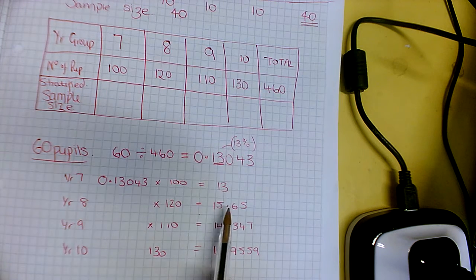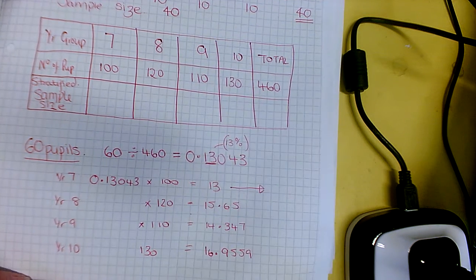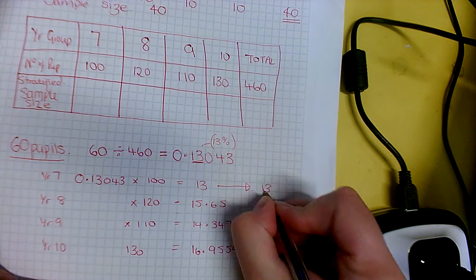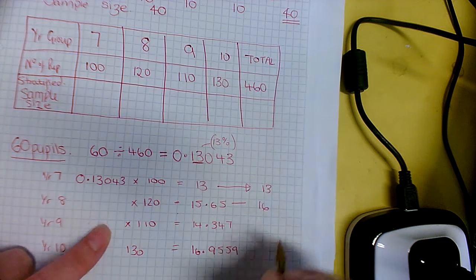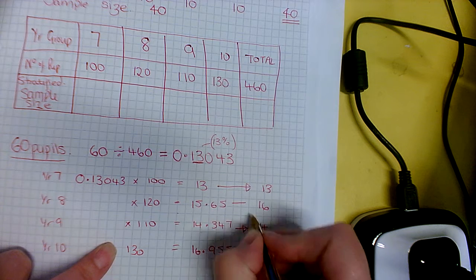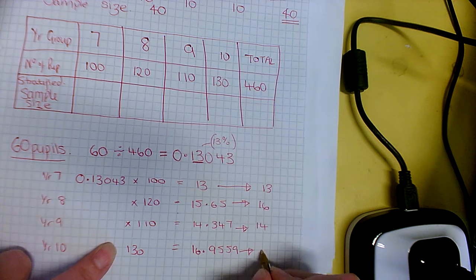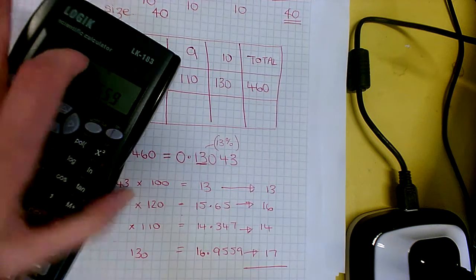Obviously, I can't have 0.65 of a person, so I'm going to need to do a little bit of rounding here. So I'm going to select, say, 13 from my year 7s. I'm going to round this one up to 16 from my year 8s. This one's going to be 14 from my year 9s. And last but not least, I'm going to round this to 17 from my year 10s.